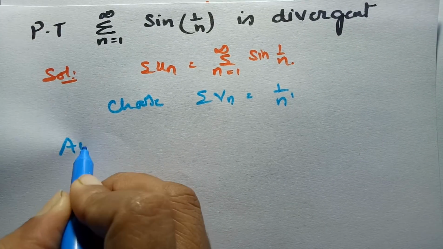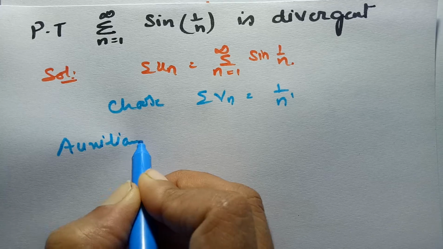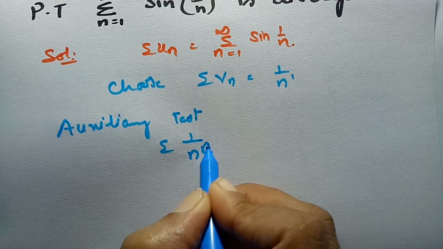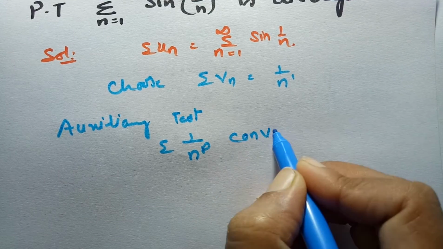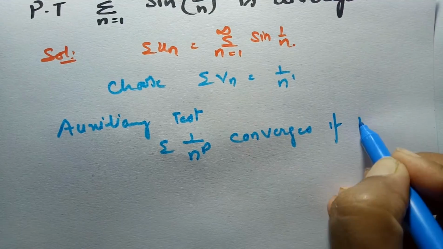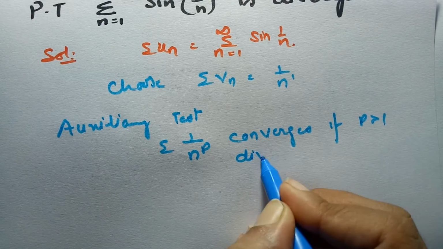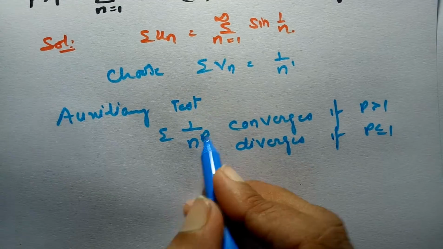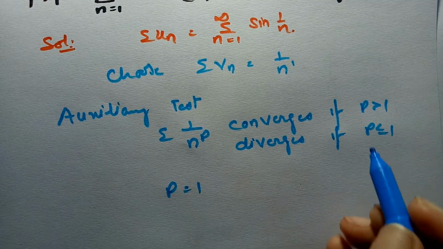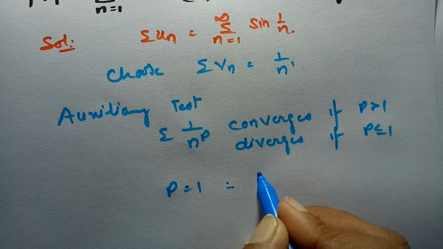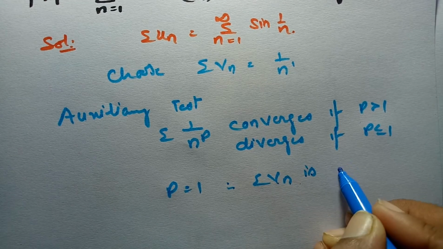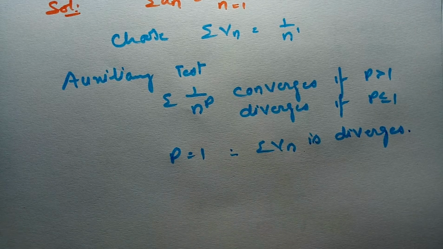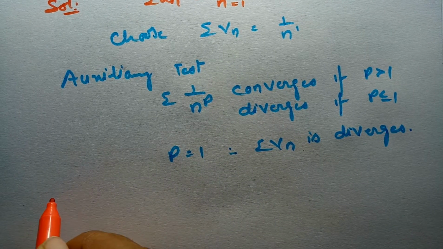According to which test? Auxiliary series test. Sigma 1 by n power p converges if p is greater than 1 and diverges if p is less than or equal to 1. Here p is equal to 1. So if it's equal to 1, therefore sigma Vn is which series? Divergent series. It's diverging. Then we have to go for the comparison test.